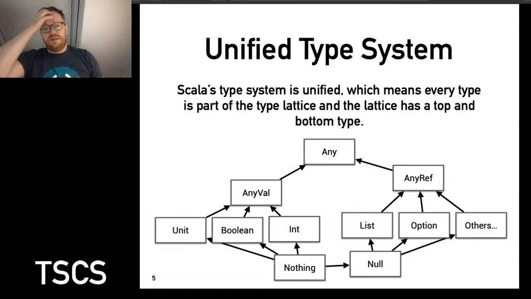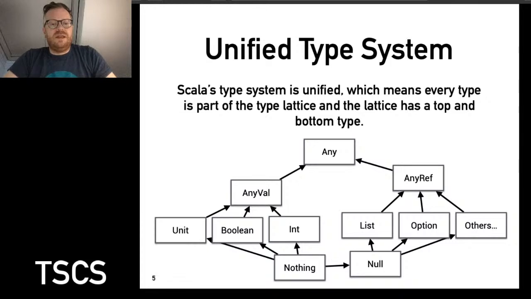The other interesting thing is that we have a unified type system in Scala. So there is a type Any, and there's also a type AnyVal, which is the supertype of any value object, and AnyRef, which is the supertype of any reference object. And then you have Nothing and Null, and Nothing is the bottom type for everything here.